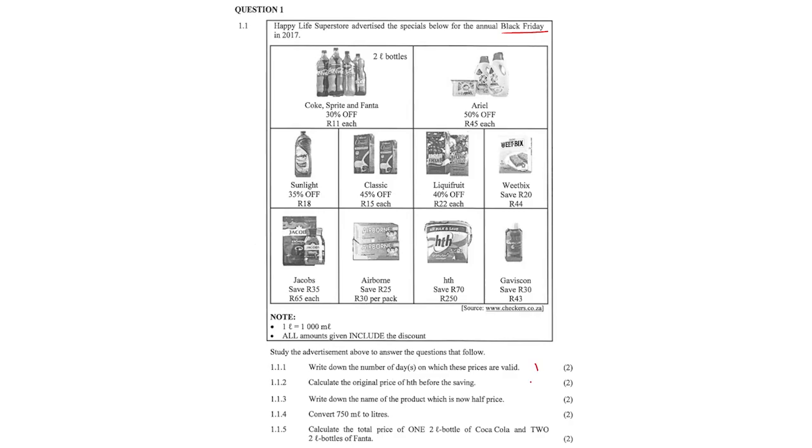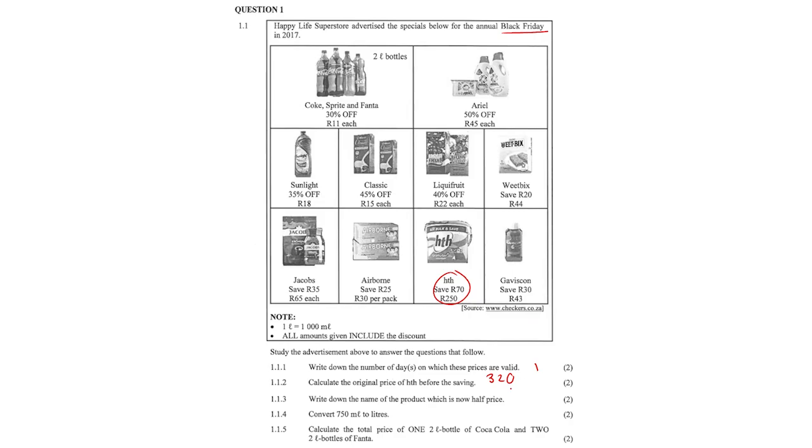1.1.2, calculate the original price before the saving. So here's HTH, we save 70 Rand. It's currently 250 Rand, we save 70. What was the original price? Well, that's going to be 250 plus 70. The answer here is 320.